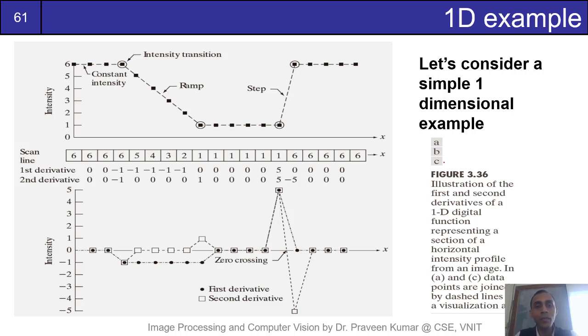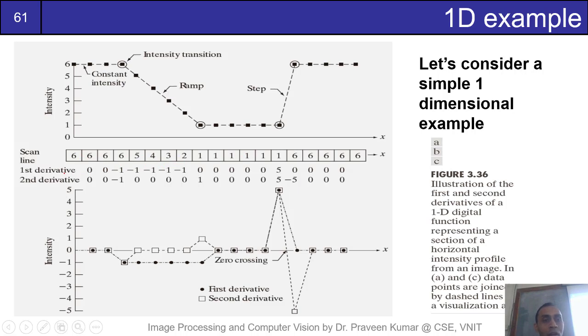So let us see whether it really acts the way we want, whether these definitions of the first derivative and second derivative behave well on changes in intensity value. This is a sample 1D example of our intensity values. For some pixels there is a constant intensity value, and then there is a change, and then a gradual decrease, which is basically a ramp function. Then again there is a constant, and then a step increase. This is a sudden, sharp increase. So the intensity values along this scan line are 6, 6, 5.